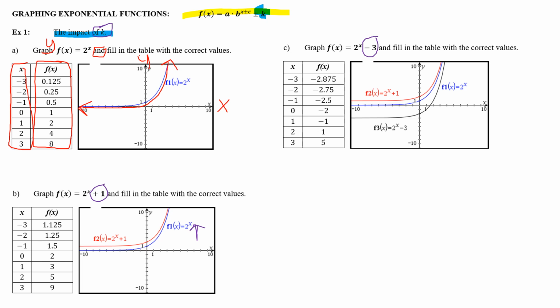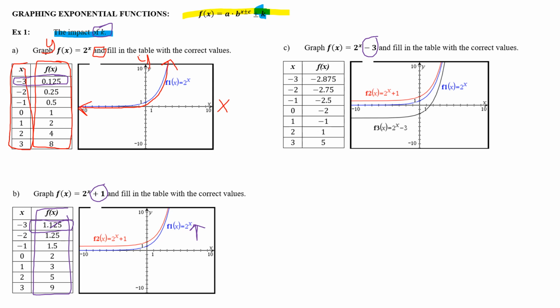You can even see that in the values right here. Notice at -3, before it was at 0.125. If we add 1 to that, we get 1.125. And all we did is we took all the y values and added 1.